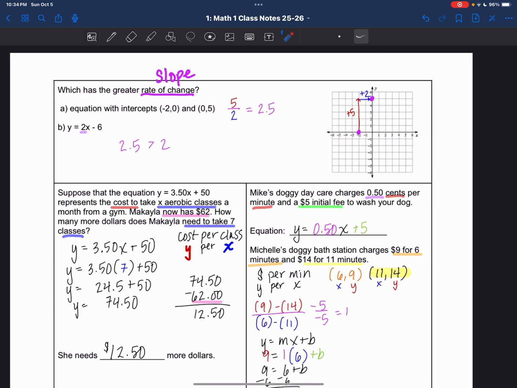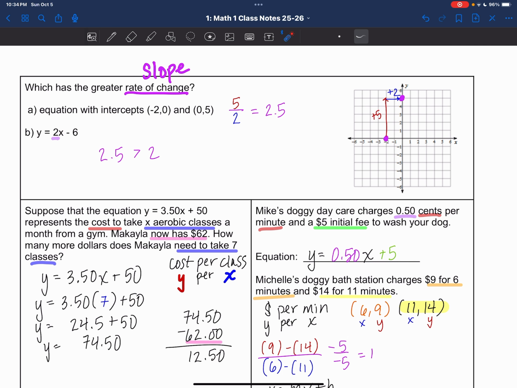All right, so now for this one, we're just going to look at comparing your slope. So it says, which has a greater rate of change? Well, remember, rate of change and slope are similar. So we've got A, which is an equation with these intercepts. So all I did was I plotted those, as I said, negative 2, 0, and 0, 5. And I just found the slope of 5 over 2. Because that's all we're looking for, we don't need the equation. So I said that was 2.5. And then here, looking at the equation, remember your slope's always multiplied by x, so your slope is 2. So I just compared them. I said 2.5 and 2. Well, 2.5 is bigger, so therefore, this has a greater rate of change.